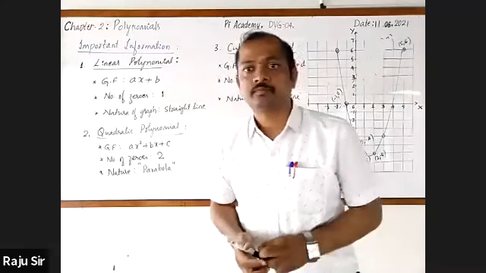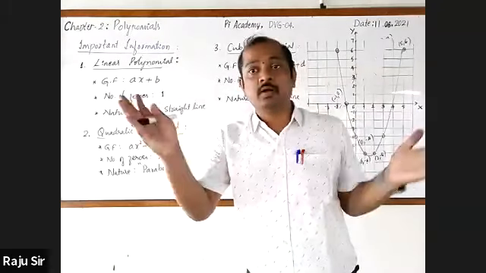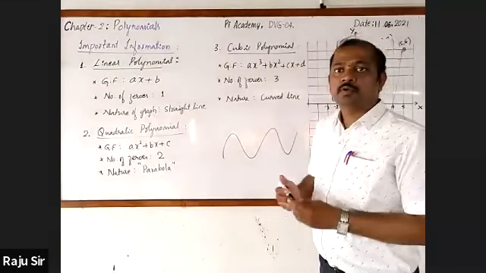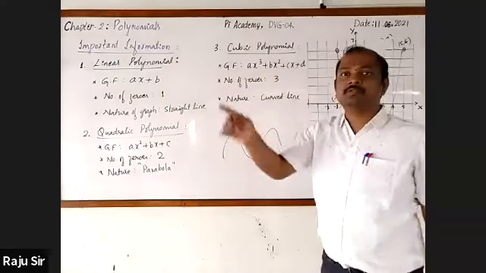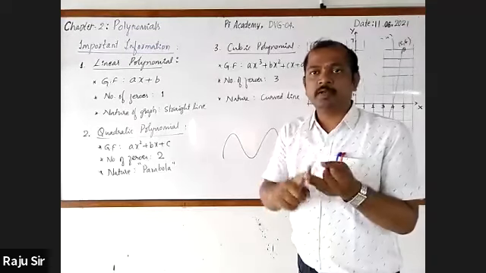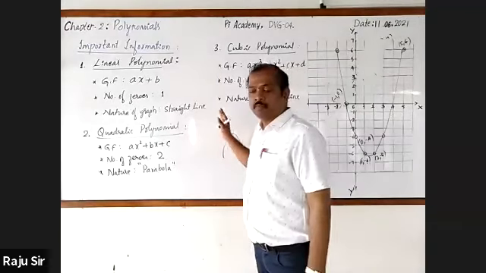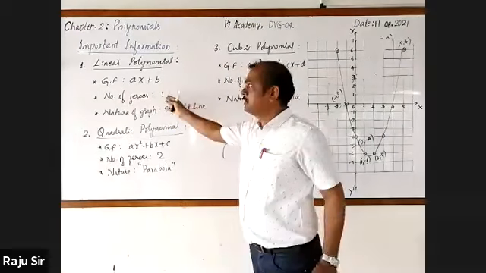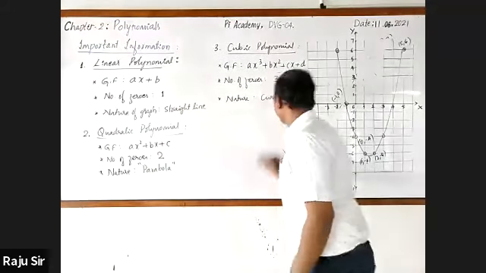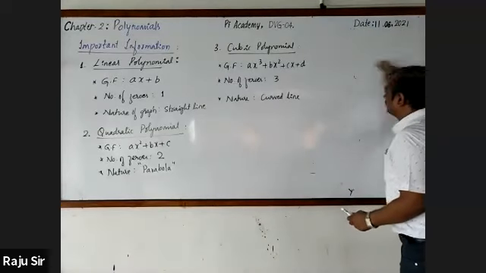Similarly, it is hyperbola for the remaining also. Means we may get like this also. So that is why from cubic polynomial, we will just write curved line. Curved line for cubic polynomial, biquadratic, quintic, hexic, and so on. For the first two only, particularly linear, straight line, and quadratic, parabola.